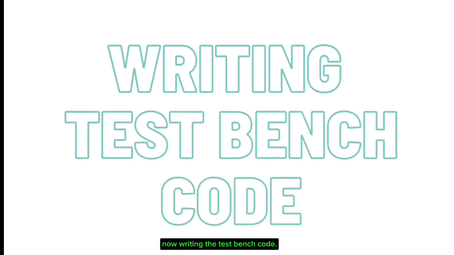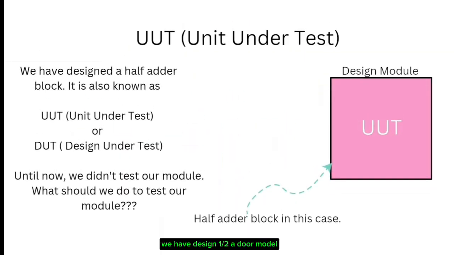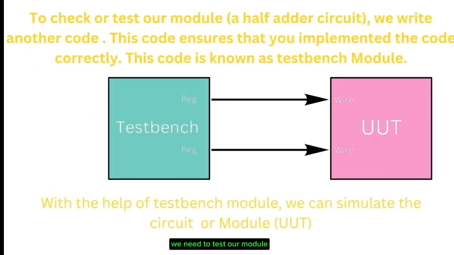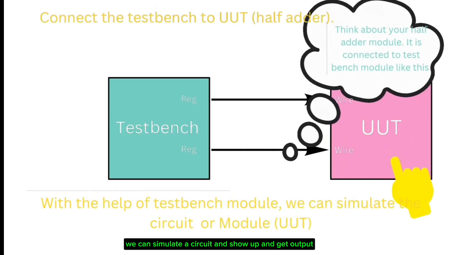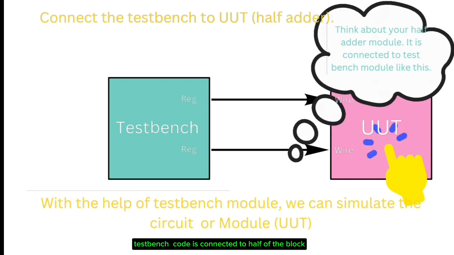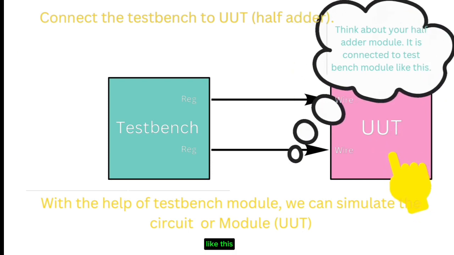Now writing the test bench code. We have designed our half-adder module. This is known as UUT or DUT, design under test. We need to test our module. With the help of a test bench module, we can simulate the circuit and get the output waveform. Test bench code is connected to the half-adder block like this.